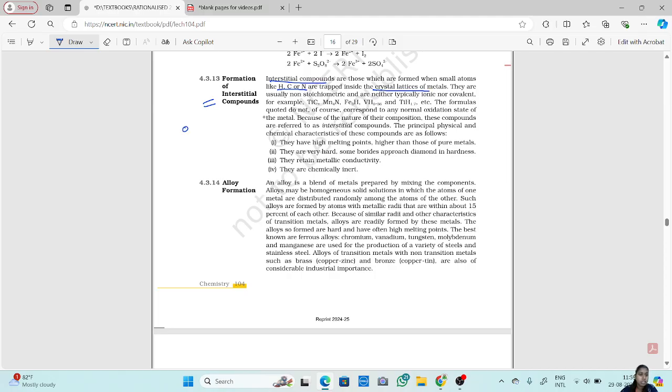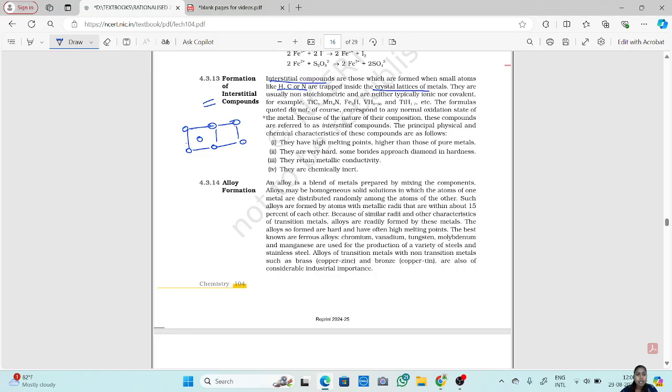Crystal lattice means something like this. There is an arrangement, okay, they are connected like this. If these big circles are metals, and in between them any of the smaller atoms are trapped, then these are interstitial compounds.